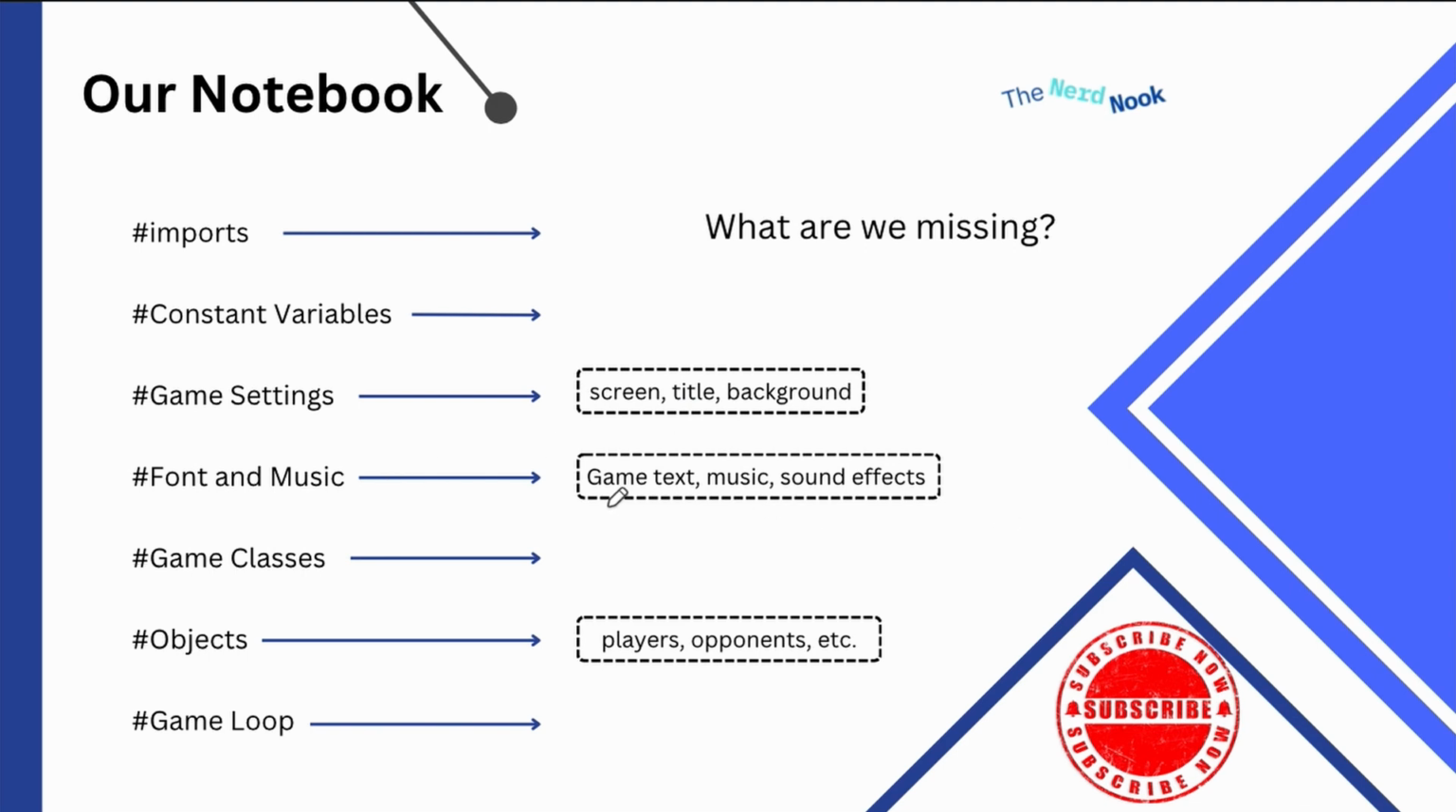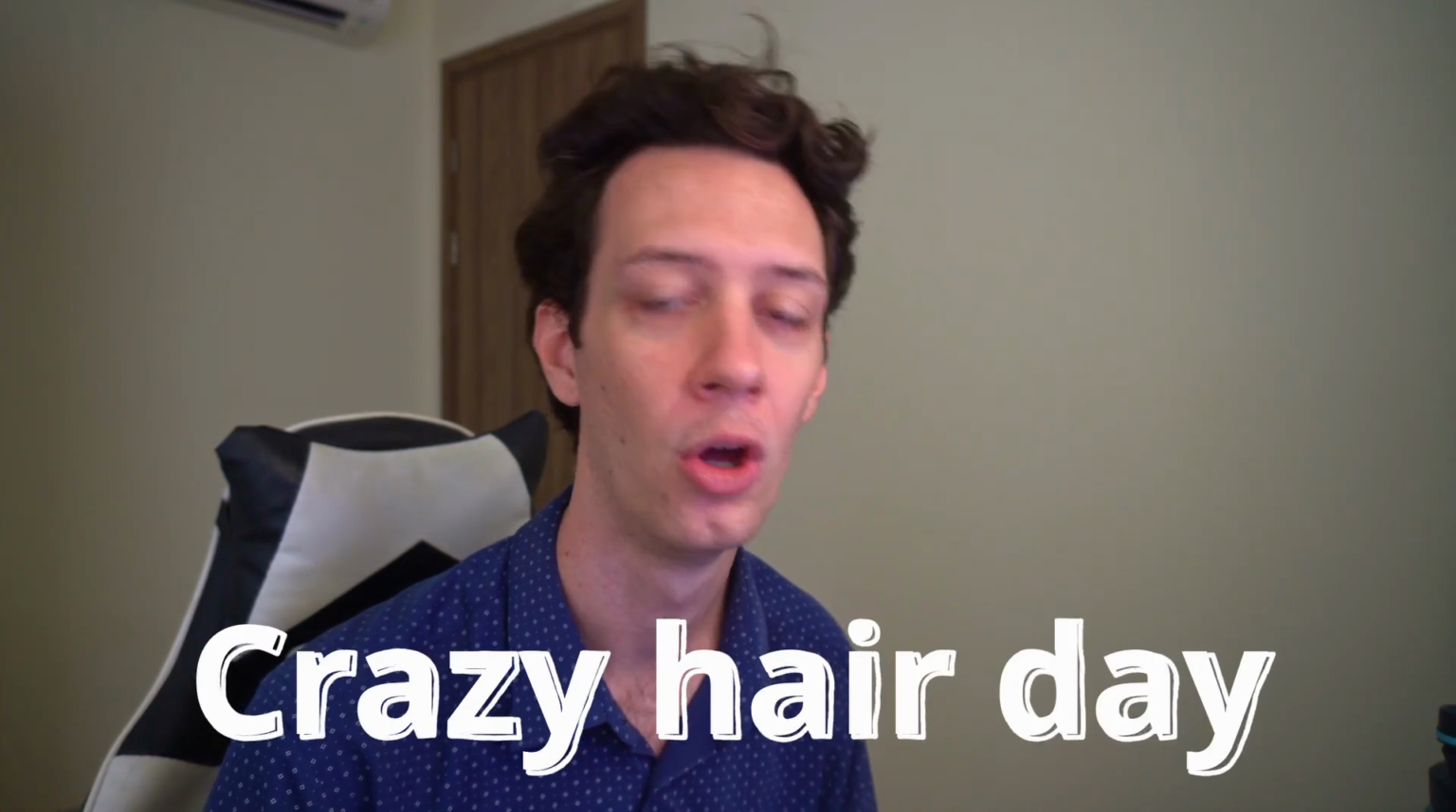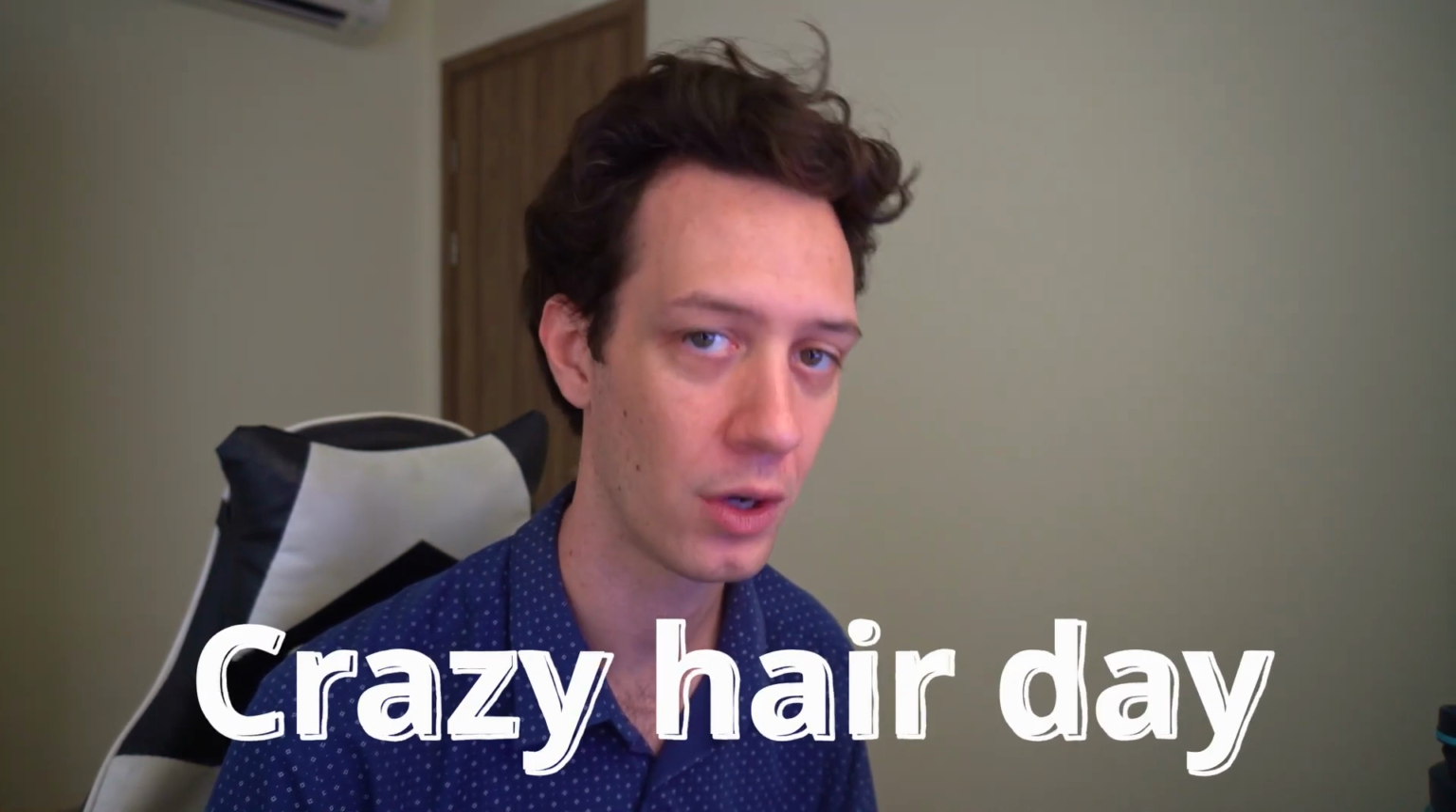For font and music, right, is there going to be text in my game? Like a score or a way for us to count collectibles in the game? Is there going to be music? Is there going to be sound effects? Right? You need to be thinking about these. Plan this out. Write this out in your notebook. What do you need first? This makes it so much easier, right?